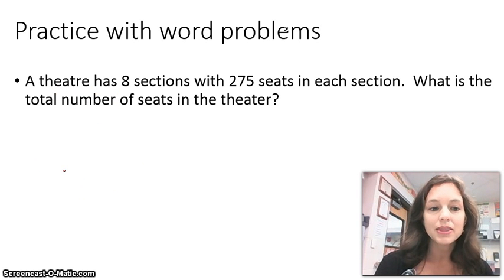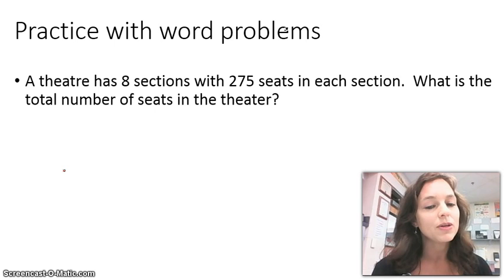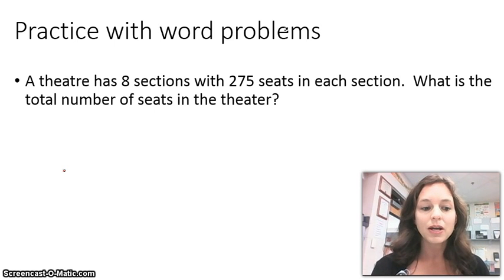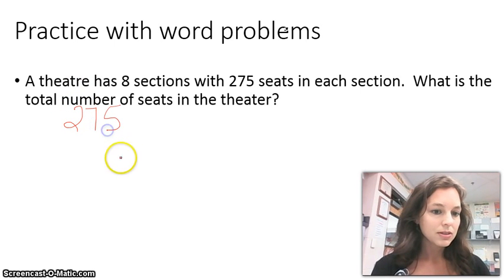Here's our word problem. A theater has 8 sections with 275 seats in each section. What is the total number of seats in the theater? Go ahead and solve this problem, and when you think you have a great answer, turn this back on and we'll go over it together. All right, we have 275 times 8.